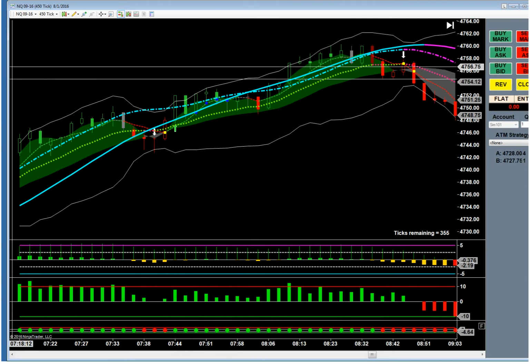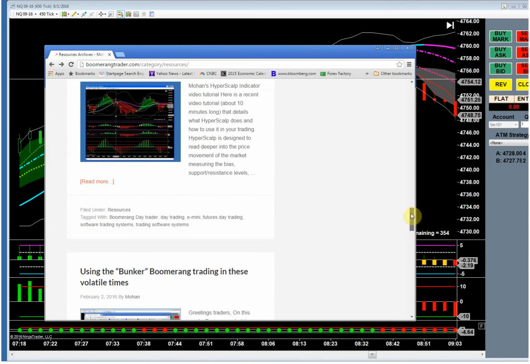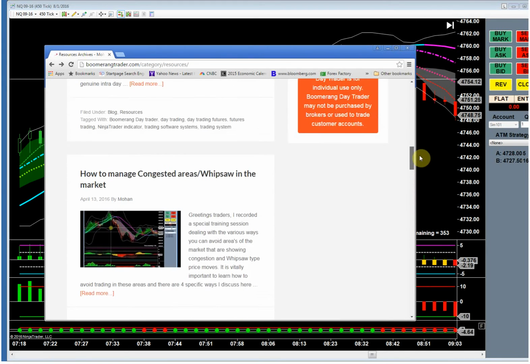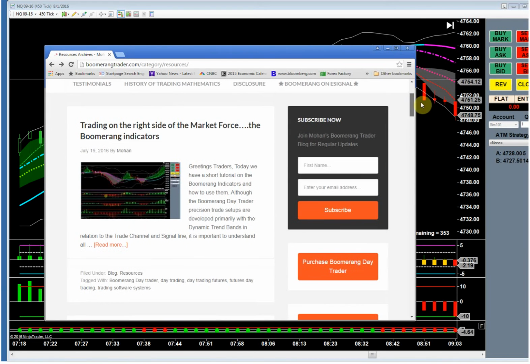Now again, I promised you I'd reference that today, so if you go to the Boomerang blog, if you're new and you're trying to learn about Boomerang, they're the easiest thing in the world to memorize, and once you see them setting up in the market, you just have to click the buttons up here and take the trade. They're 90% guaranteed winning trades. We guarantee they're going to be winning trades. We can't guarantee your skill at trading, but we guarantee that the trade setups, if you follow them, will be winners. So here's a short description of the Boomerang indicators.